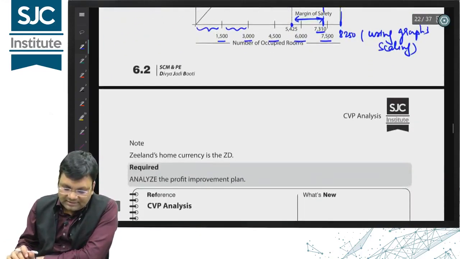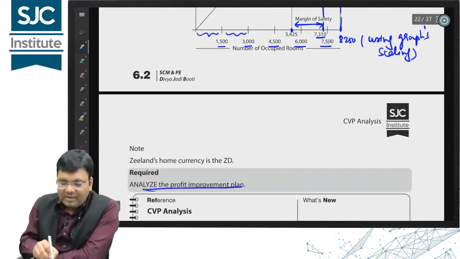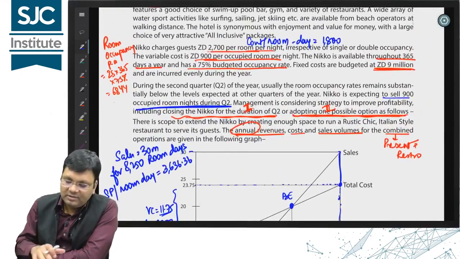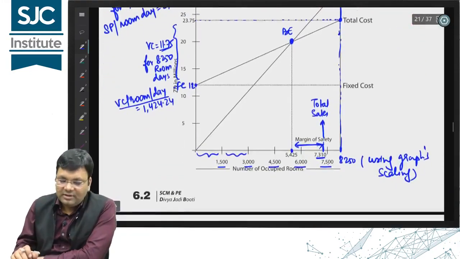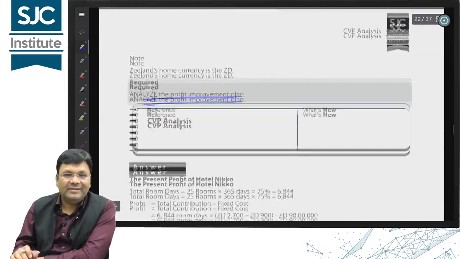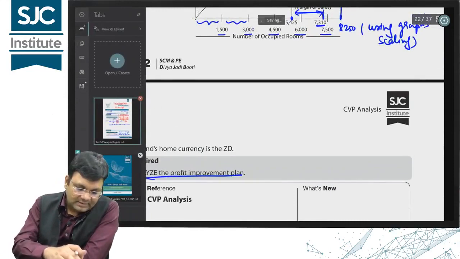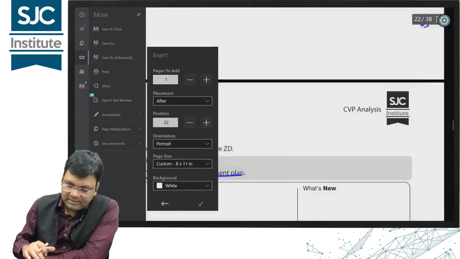So the question is asking, in Zealand's home currency ZD, analyze the profit improvement plan. So what are the profit improvement plans? There are two plans. One is close the Nico, and another is open this restaurant. So you just need to check whether your profitability is increasing or decreasing. Okay, so let us do this by writing.